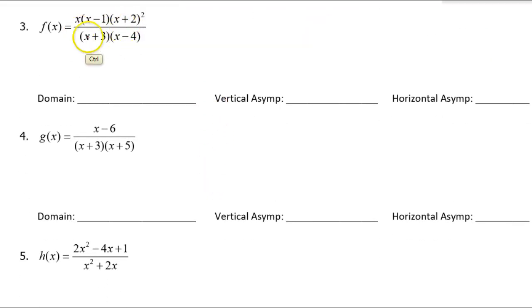All right, this one, they nicely factored it for us, so that's very helpful. The vertical asymptotes come from setting the denominator equal to 0. Okay, so this is going to be vertical asymptote of x equals negative 3 and x equals 4. All right, I can tell there will be no holes because nothing is going to cancel out. So I should be able to say the domain right now.